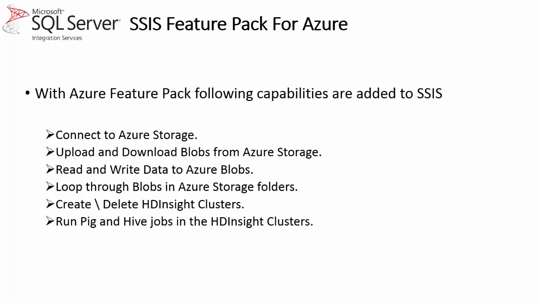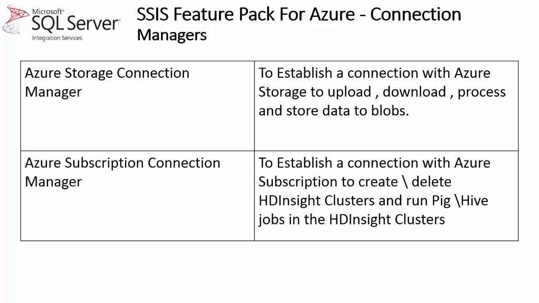For achieving this capability, specific tasks and various components have been created in SSIS. Now let us take a look into the list of components which are part of this feature pack. There are two new connection managers as part of this feature pack. The first one is the Azure Storage Connection Manager, which is used to establish a connection to the Azure storage, and then we can download the blob files and process the blob files stored in that particular Azure storage.